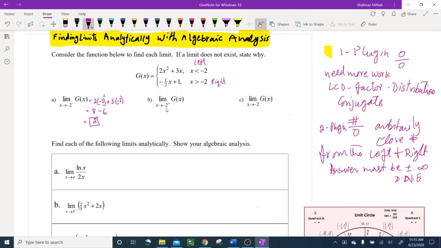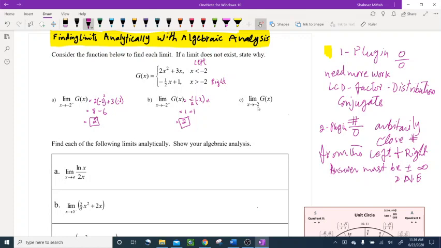Let's try x approaches -2 from the right, and from the right I'll use this piece of the information because that's what the restrictions are for this one. So this one is going to go -1/2 times -2 plus 1. This is giving me negative times negative is positive, and 1 plus 1 will give me 2. Okay, so the right side limit is also 2.